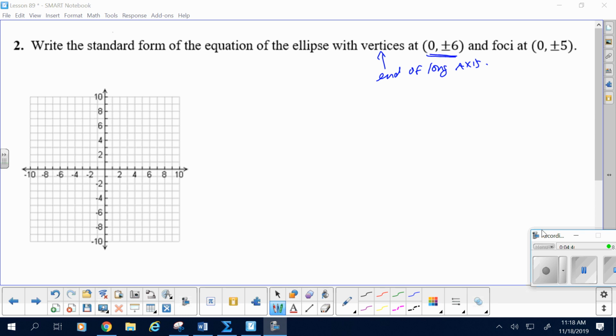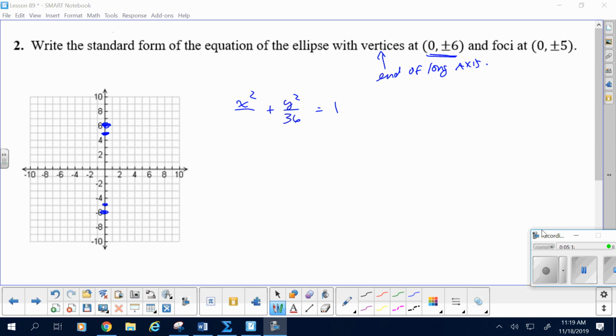Okay? So in this case, they're saying the vertices, so the ends of the long axis, are (0, 6) and (0, -6), which tells me now it's a vertically long ellipse, yeah? And I know the foci are here. So let's again start with the basic shell: x squared plus y squared equals 1, and let's find the stretch factors. Which denominator is being given, x's or y's? Y's. Y's is 36. Do we all see where that's coming from?